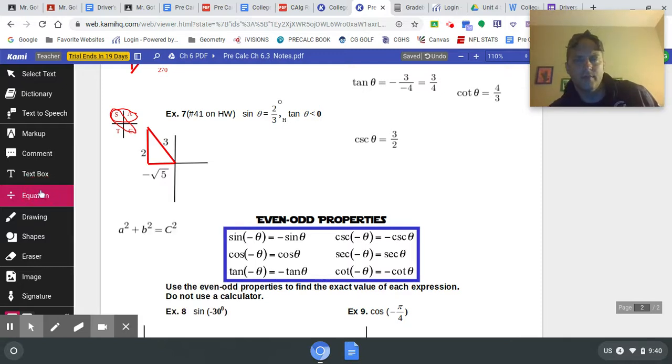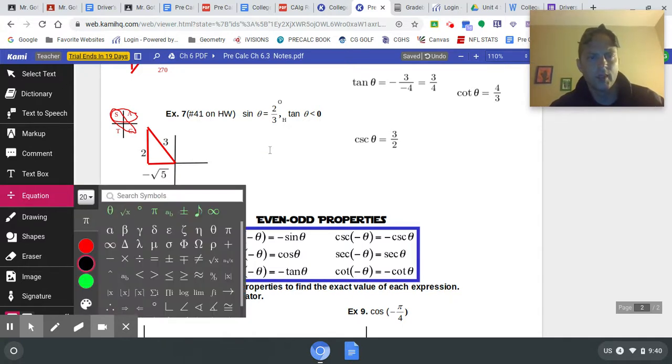Okay. All right, so we've got our sides. We're ready to go. So cosine of theta is, again, A over H. Cosine, I have negative root 5.